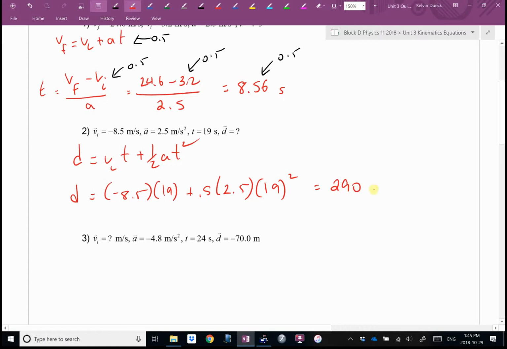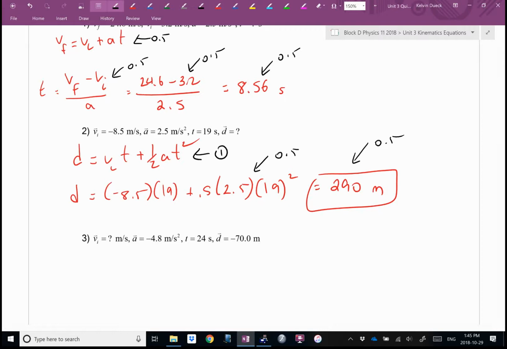Units, meters. Here, instead of half mark, there's only 3 steps. So here I would give you 1 whole mark because you've already got the variable by itself when you found the original equation. So you did both steps in one, and then half mark for the numbers, half mark for the answer. Get a positive answer or a negative answer?